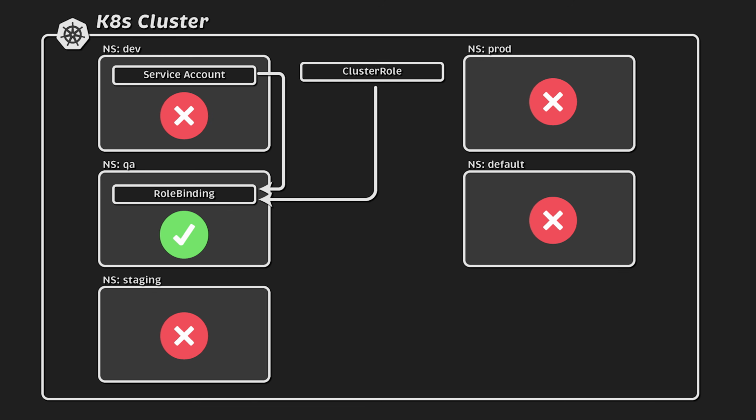In this scenario, when you use role bindings to link a service account to a cluster role, the cluster role behaves as if it were a regular role. It grants permissions only to the current namespace where the role binding is located.